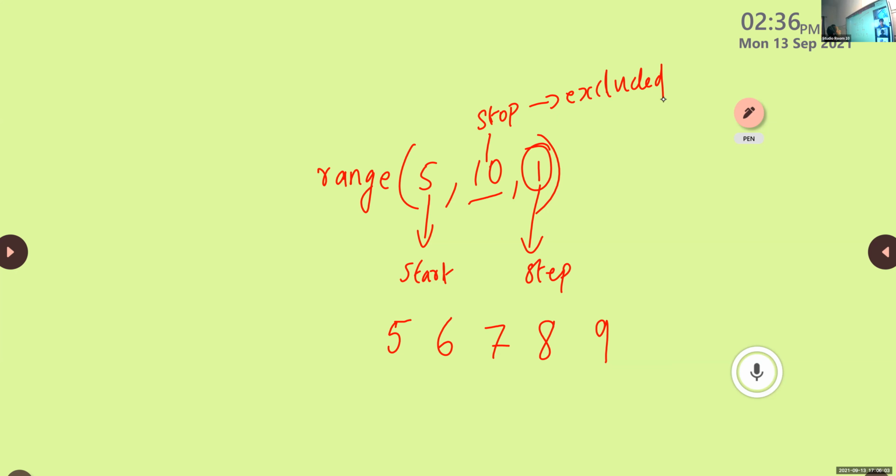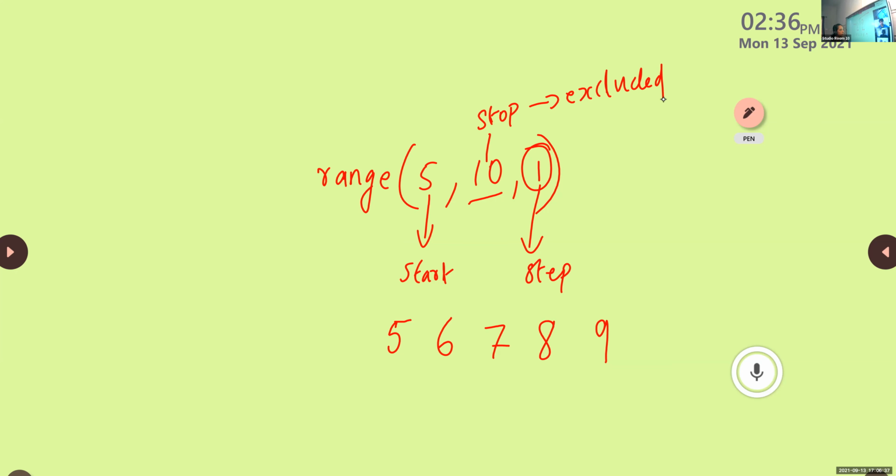Okay, so the start value is 5, it is included. After that, based on the incrementation value, the next value is 5 plus 1, 6. Then 6 plus 1, 7. 7 plus 1, 8. 8 plus 1, 9. The next value is 9 plus 1, 10. But 10 is the stop value. We can't include the stop value in this list. So the result of range of 5, 10, 1 is 5, 6, 7, 8, 9.